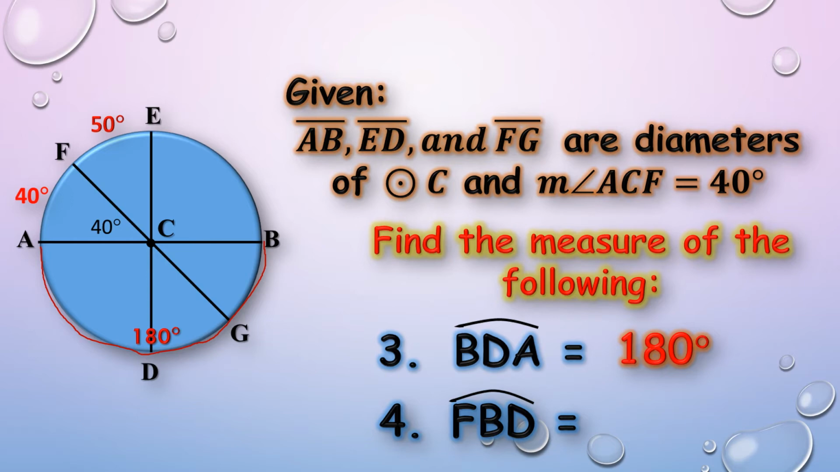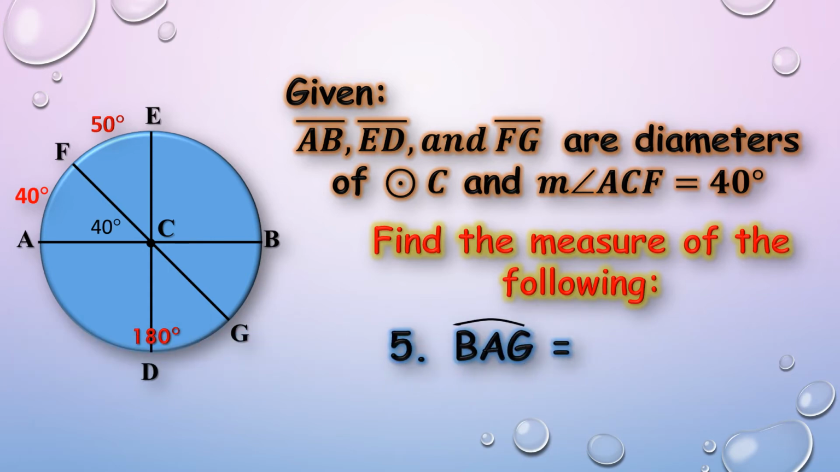Okay, FBD. So FBD is from here up to B. Okay, I'll erase first what I drew earlier. Okay, so next is FBD. So since EBD is a semicircle, that is 180. Now, 180 plus 50 is 230 degrees. The measure of arc FBD is 180 plus 50 degrees.